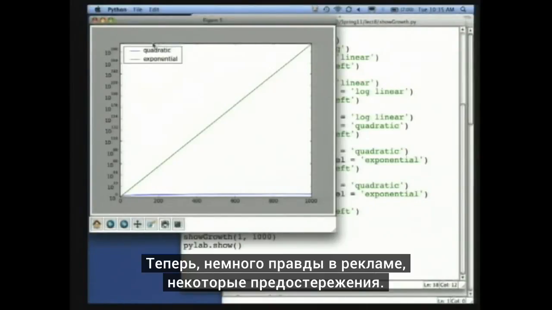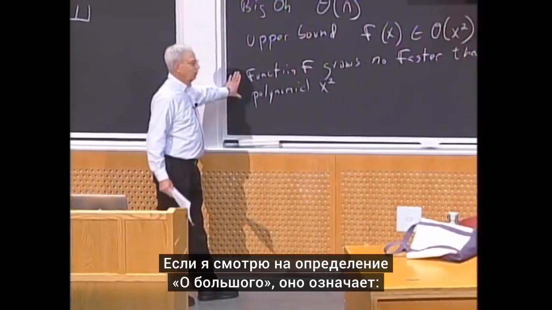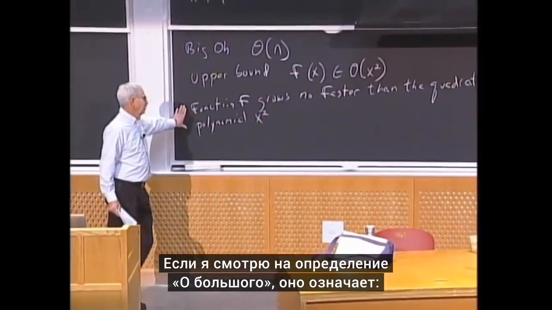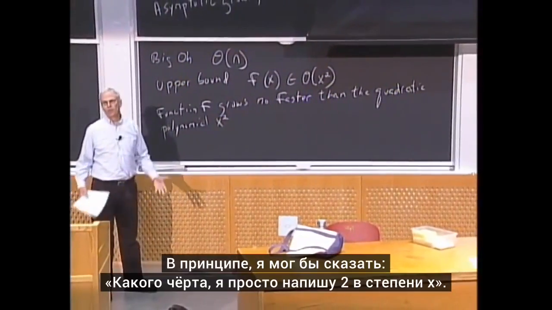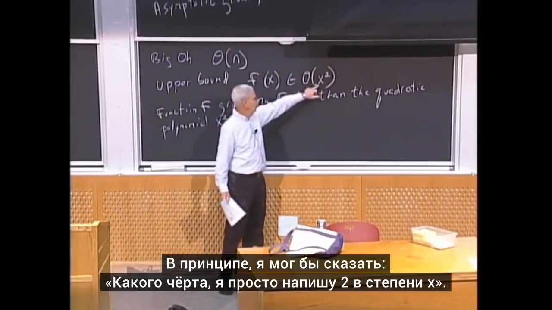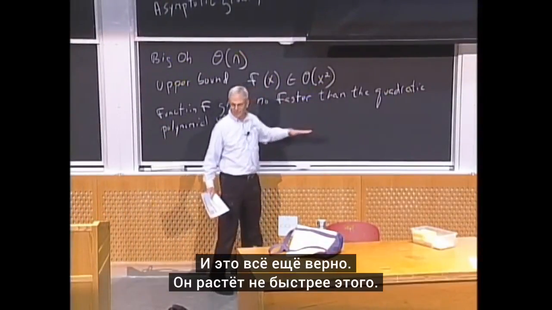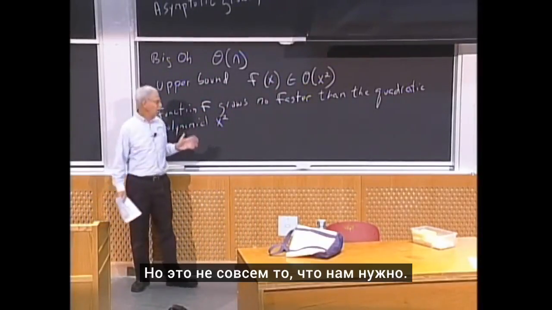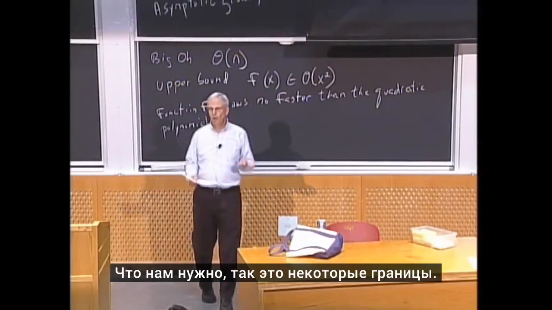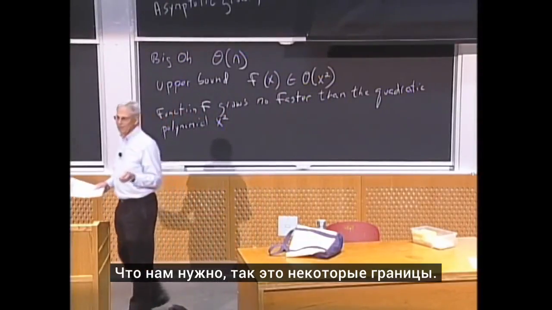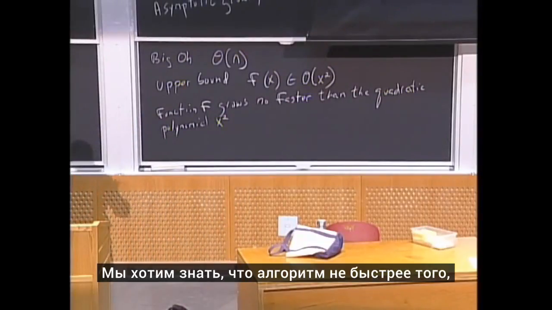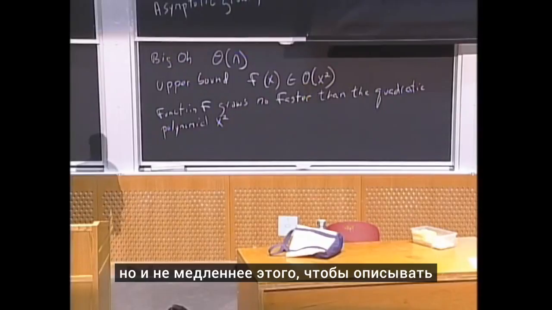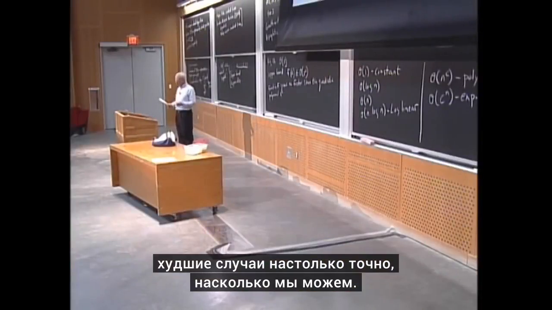All right, now, some truth in advertising, some caveats. If I look at my definition of what big O means, I said it grows no faster than. So in principle, I could say, well, what the heck? I'll just write 2 to the x here, and it's still true. It's not faster than that. That's not what we actually want to do. What we actually want is a tight bound. We'd like to say it's no faster than this, but it's no slower than this either, to try and characterize the worst case as precisely as we can.